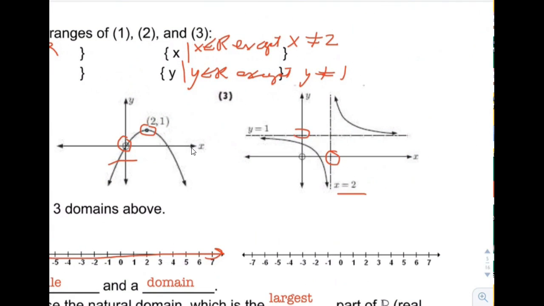Third one, we're going to put an open circle at x equals 2, indicating that the domain does not exist at x equals 2. Everything else is going to be a red arrow.